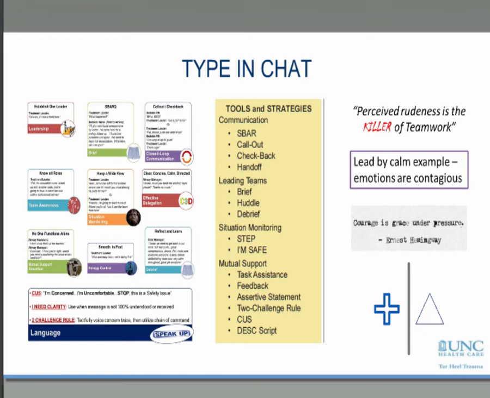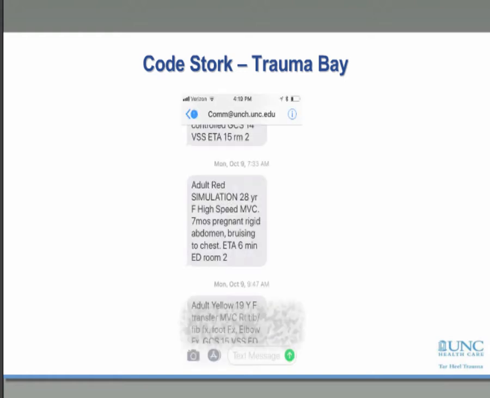Let me set the stage for you. This is the trauma alert that came in, right off of my phone. This is what our trauma pages look like. Adult red simulation, 28-year-old female, high-speed MVC. She's 7 months pregnant. There's bruising on her abdomen. You've got 6 minutes, and she's coming to our trauma bay, which is room 2. I'm going to cut into the trauma that's already in progress. They've done the huddle. They did a great job on the huddle, so we'll give that. They did the primary assessment. It was flawless. But then with any good simulation, things happen. So here we go.